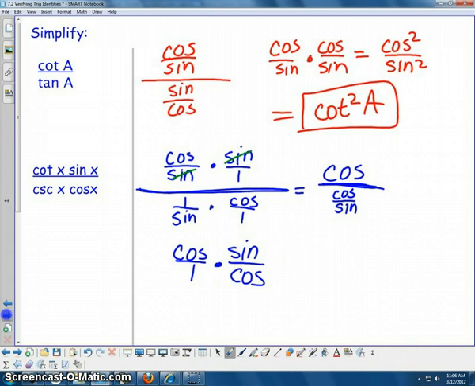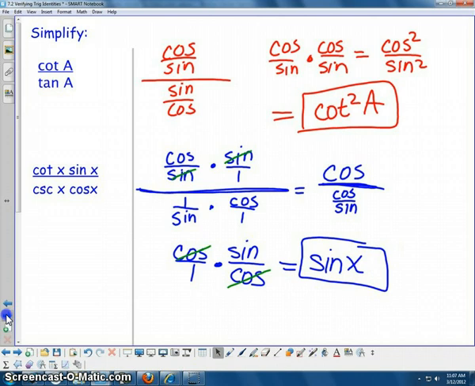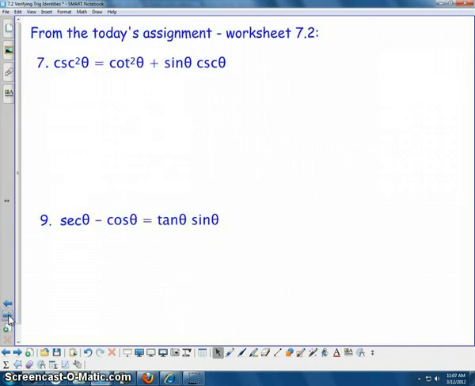I can reduce, cosine and cosine make a 1. My answer in the end is just sine. Okay, so I was able to simplify that. So with the simplifying ones, you just get, hopefully, a simpler answer than what you started with.